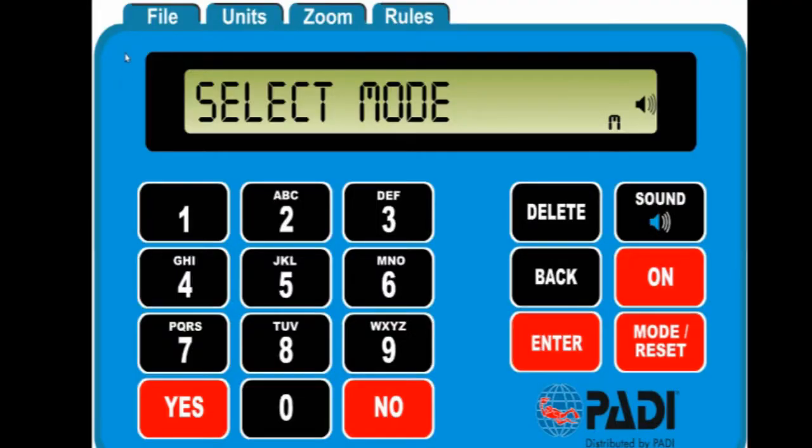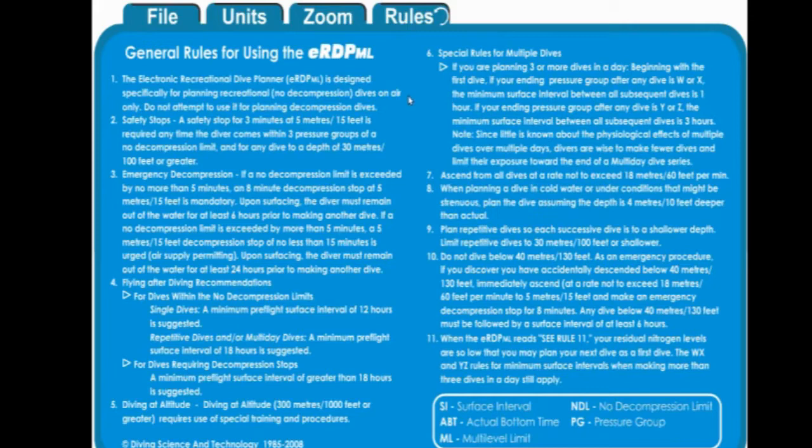And now the good news is that all of the answers to those questions can be found on your tables. On the table, they're here. And let's look at the ERDP-ML. If you look at the tabs on the top and click on the Rules tab, here you'll find the answers to all emergency decompression questions. Here you'll find all information about flying after diving. And here you'll find answers to the diving at altitude. And here you'll find out about WXYZ rules.